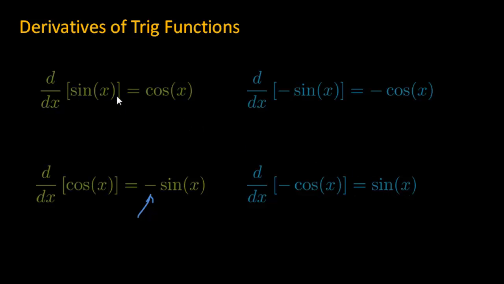So there's actually a cycle here. You start with sine, which will go to cosine, which goes to negative sine, which goes to negative cosine. And then it goes back to the beginning again.